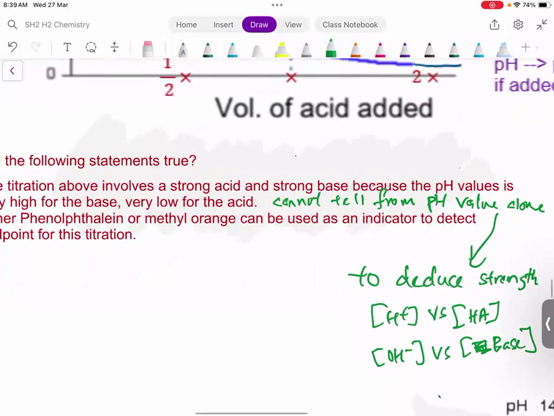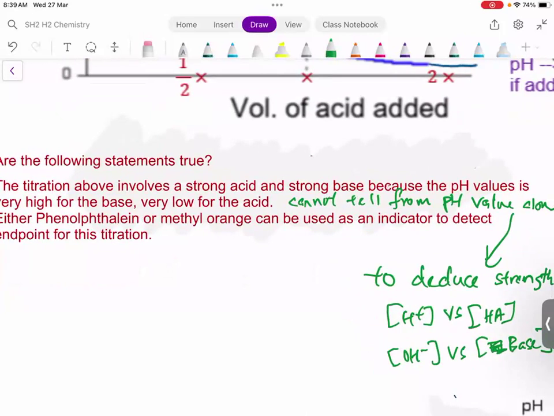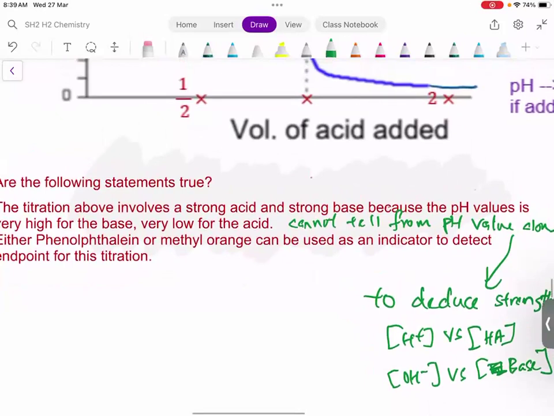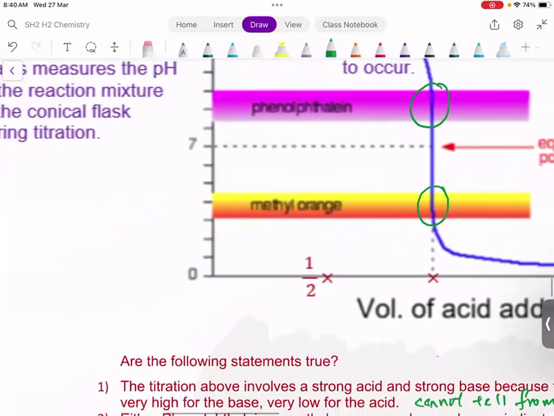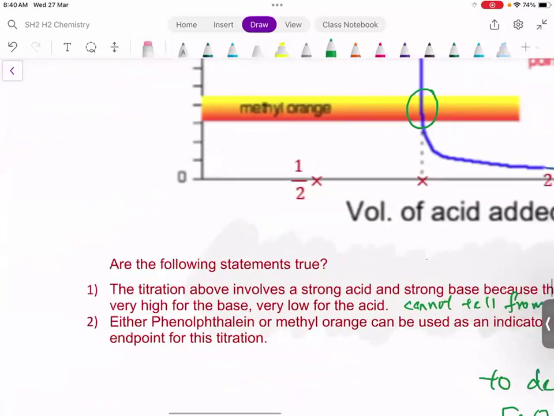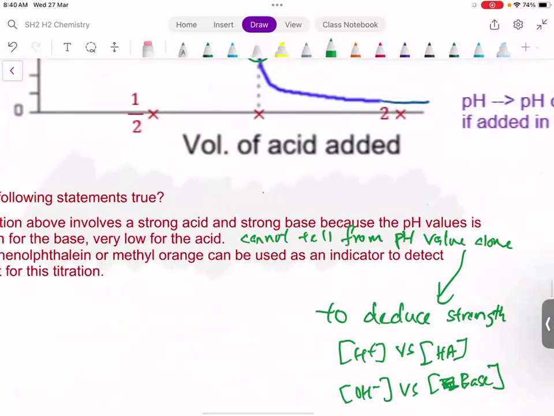Second question. In this case, are you able to see that both indicators can work for this titration? Do you notice that in this graph, the working range of your phenolphthalein and the working range of your methyl orange coincide with the steep pH change? So this will tell you that both indicators can be used to tell you the equivalence point. They can work. Any other question about this part?